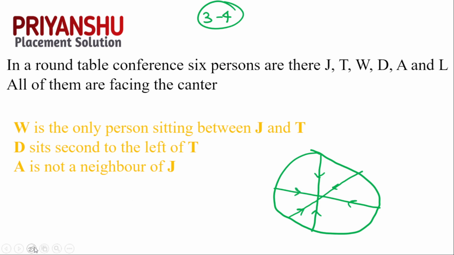Okay, let's come to the statements. First of all, it is given that W is the only person sitting between J and T.